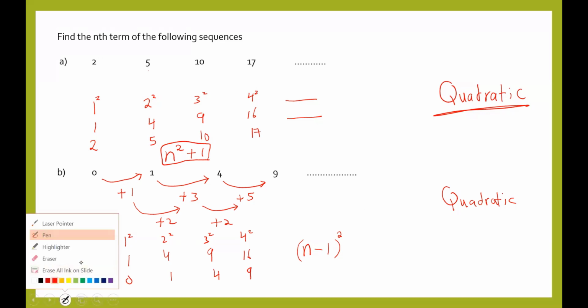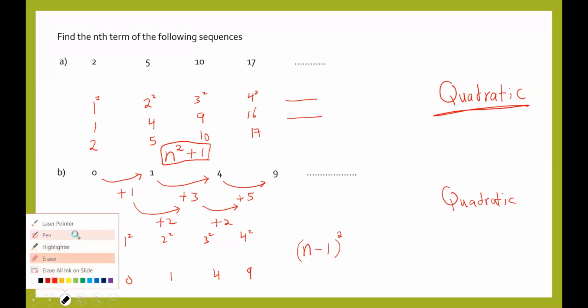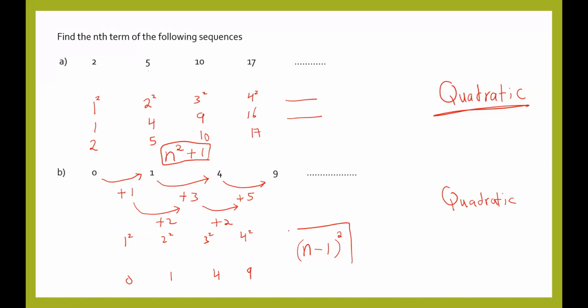If you remove the line in the middle, you're going to find that you first subtracted 1. 1 minus 1 is 0, 0 squared is 0. 2 minus 1 is 1, 1 squared is 1. 3 minus 1 is 2, 2 squared is 4. Then 4 minus 1 is 3, 3 squared is 9. So we subtracted, then we squared. So here is the answer.